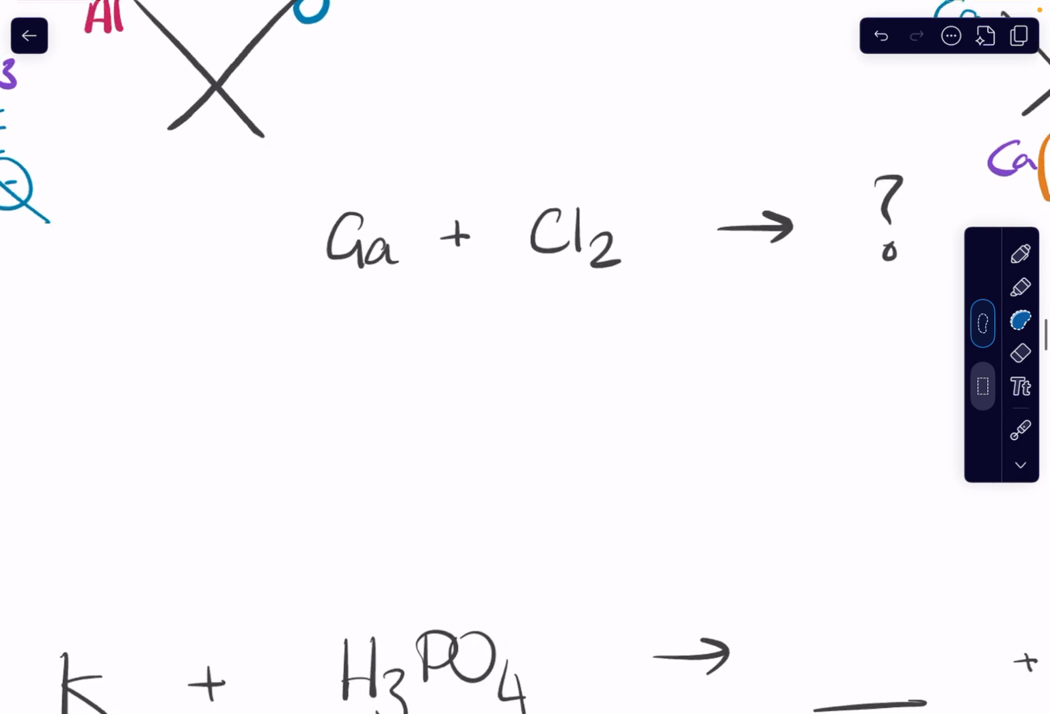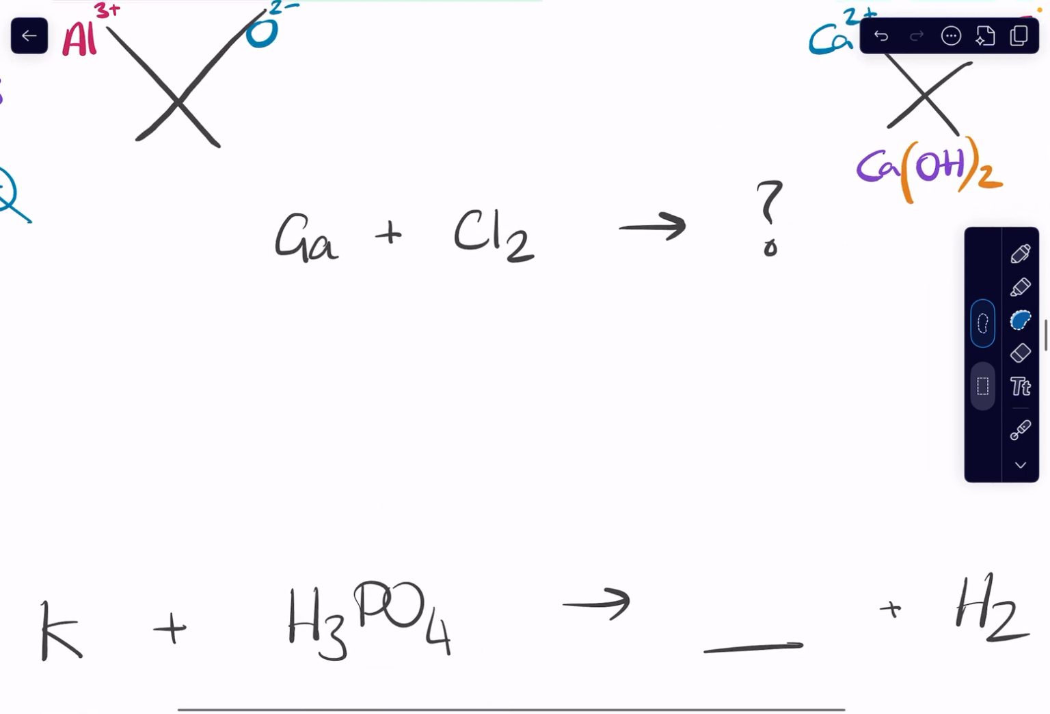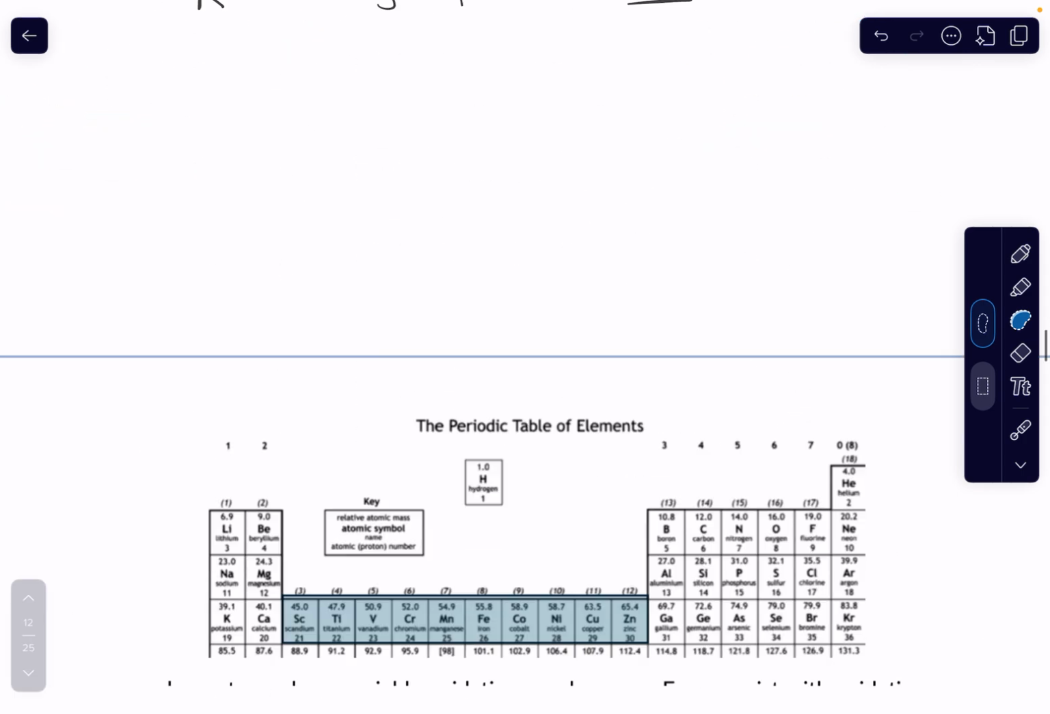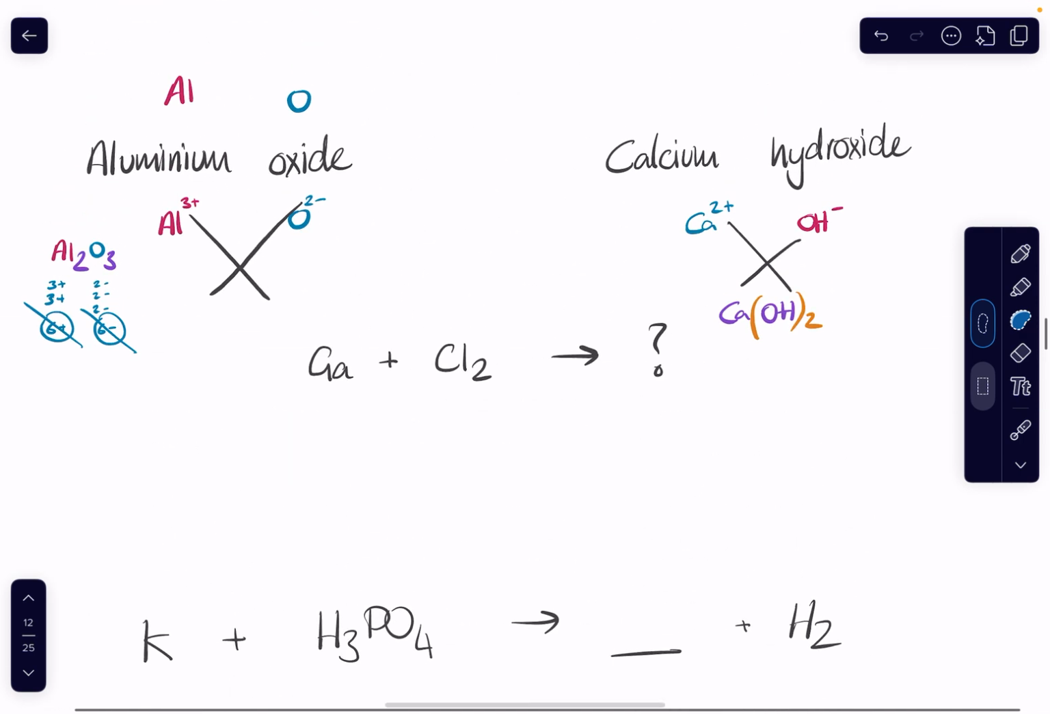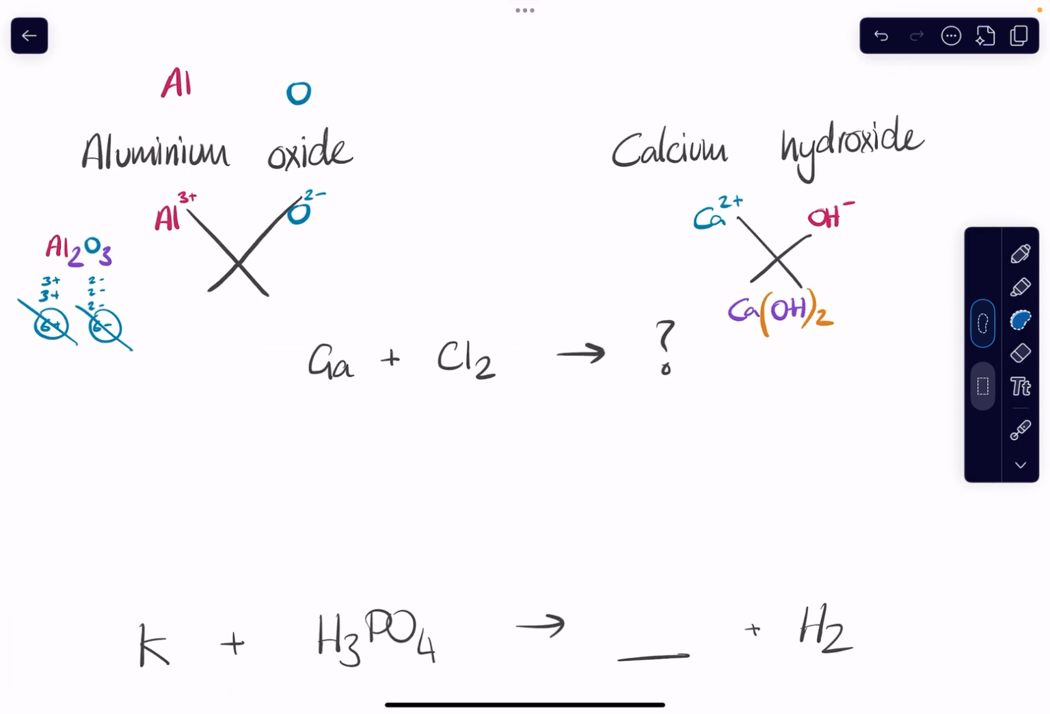The next one I'm going to look at is a reaction. So this time we can determine the reaction and then we can balance it. We've got gallium and chlorine. We're going to react those 2 things together. You've not come across gallium before, but if you look on your periodic table, gallium is in group 3. It's just below aluminium, which means it'll also be 3+, just like aluminium.